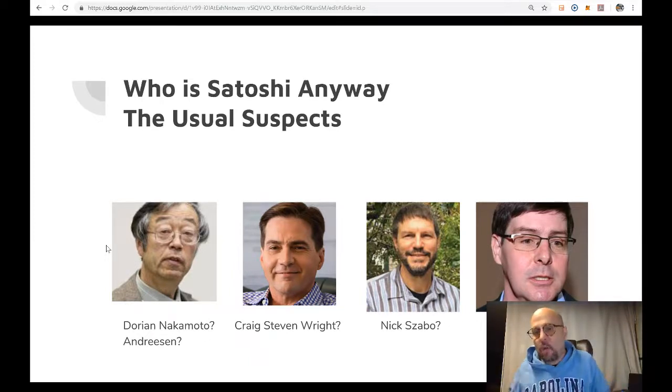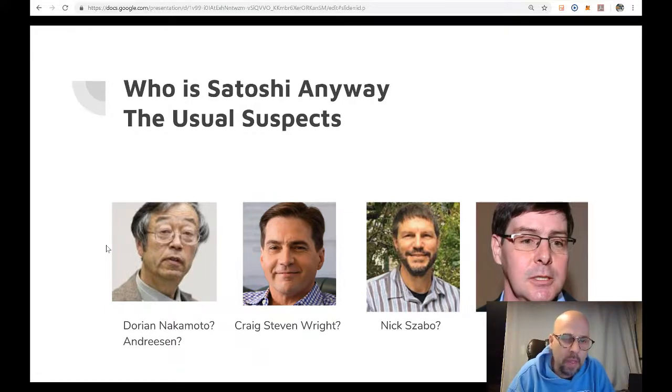Hal, of course, because Hal was one of the first miners, and he had kind of a unique writing style, and a lot of his code is kind of quirky a little bit, and matches Satoshi's code. And then Gavin Andreessen as well, because he was actually the guy that Satoshi handed the keys over to when he walked away.